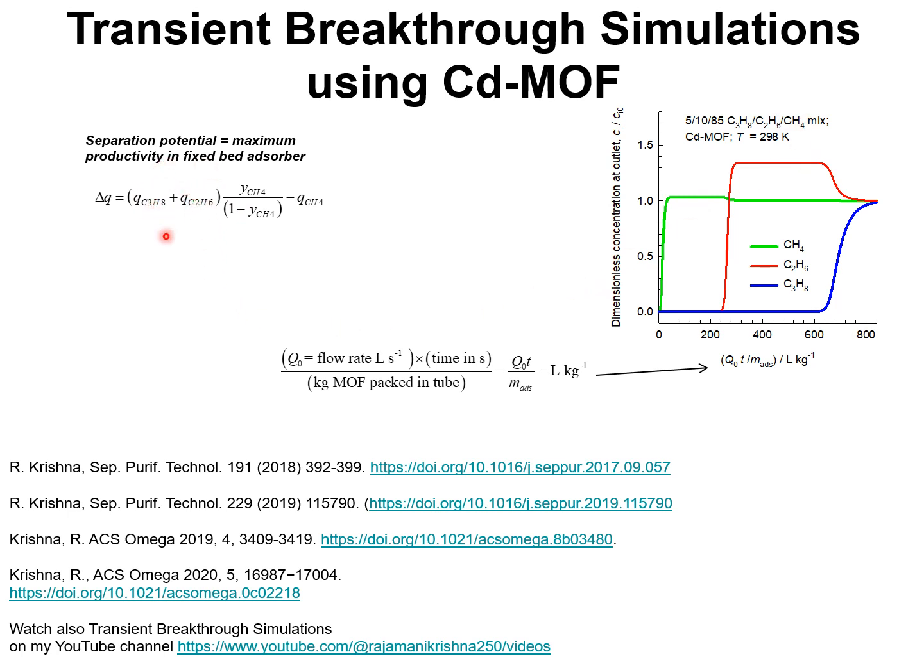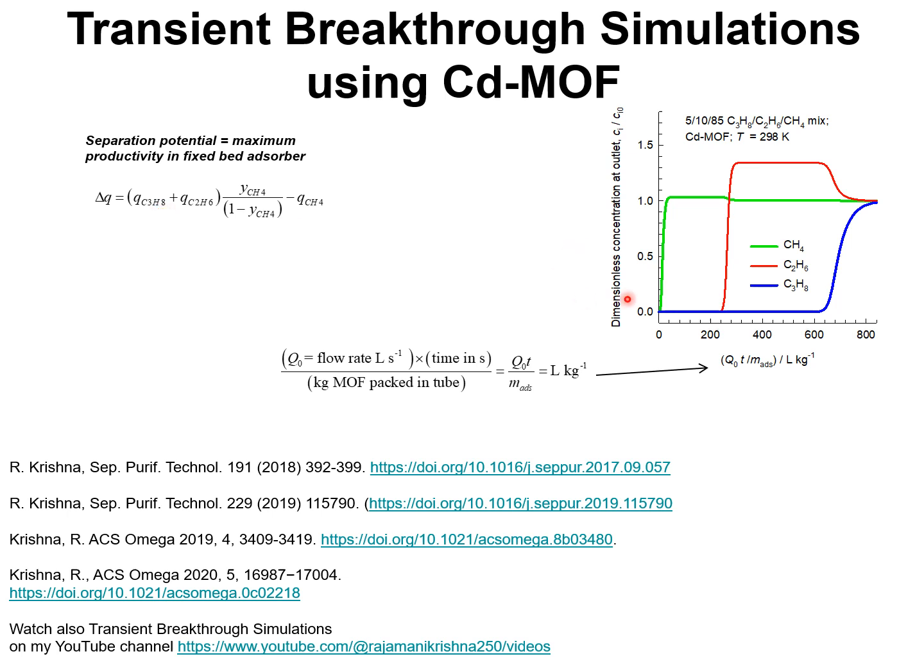These loadings can be determined from the IAST, multiplied by a factor which is the ratio of the mole fraction of methane in the feed mixture divided by 1 minus the mole fraction of methane. Now the methane mole fraction is 0.85. So this factor here is 0.85 divided by 0.15. And the separation potential is this product minus the component loading of methane that is also determined from IAST calculations. This separation potential reflects the maximum productivity that is achievable.